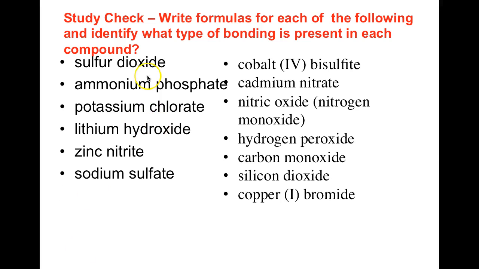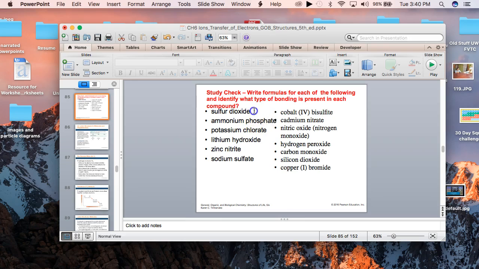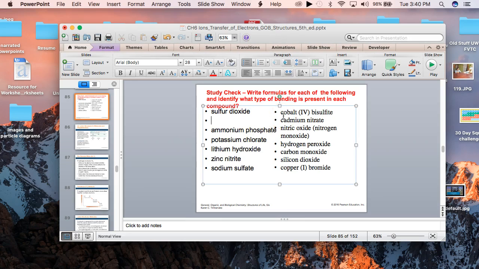All right, study check. Write the formulas for each of the following and identify what type of bonding is present in each. Okay, so what do we do here? This is non-metal, so that's SO2, sulfur dioxide.